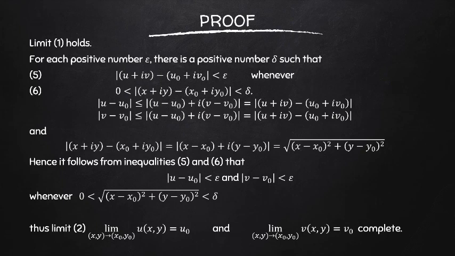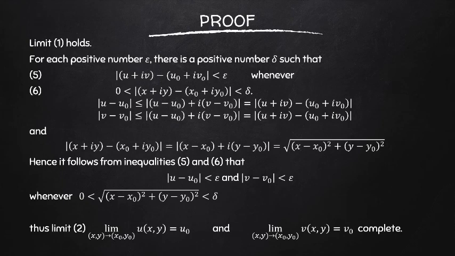From those, we have two conditions. The first is the absolute value of u minus u0 is less than or equal to the absolute value of u minus u0 plus i times (v minus v0), which equals the absolute value of u plus iv minus (u0 plus iv0). And the same with the absolute value of v minus v0, which is less than or equal to the absolute value of (u minus u0) plus i times (v minus v0), which equals the absolute value of u plus iv minus (u0 plus iv0).